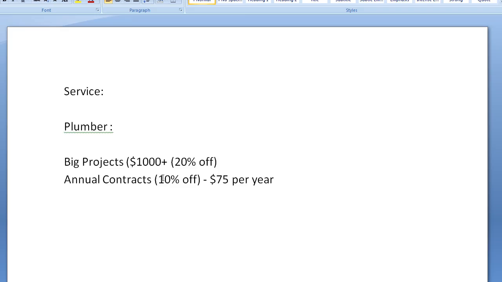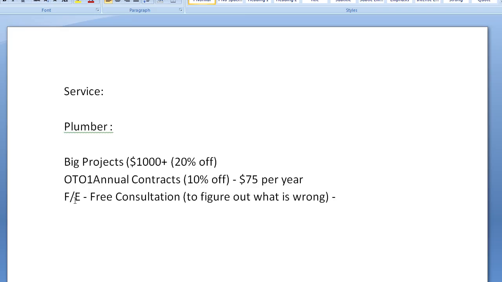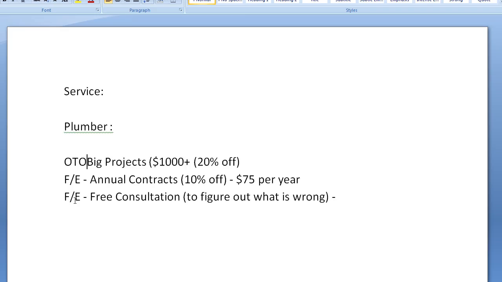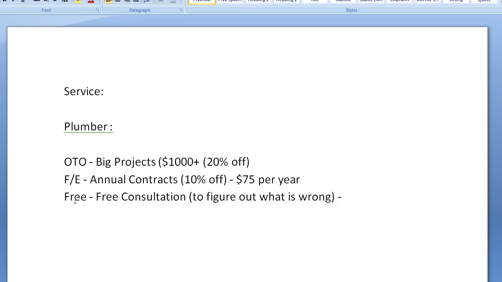So big projects, annual contract, that can be a one-time offer. That could be the front-end offer, and the free consultation maybe. A lot of times local contractors will do free consultations to get your foot in the door, to figure out what is wrong with the person's house as far as plumbing or local contracting goes. So that could be our front-end offer. Actually, the consultation would be our front-end offer, and the annual contract would be the one-time offer. And that could be our freebie. And there you go.